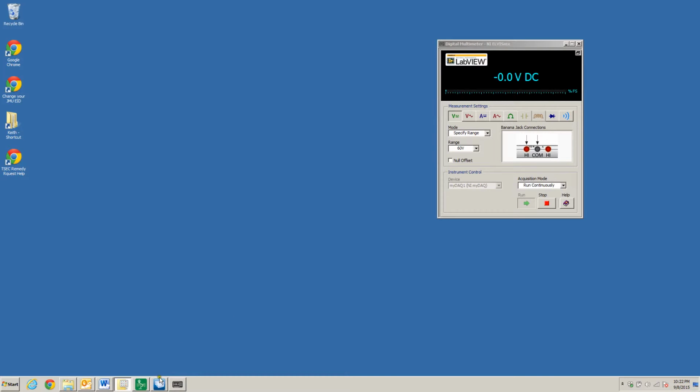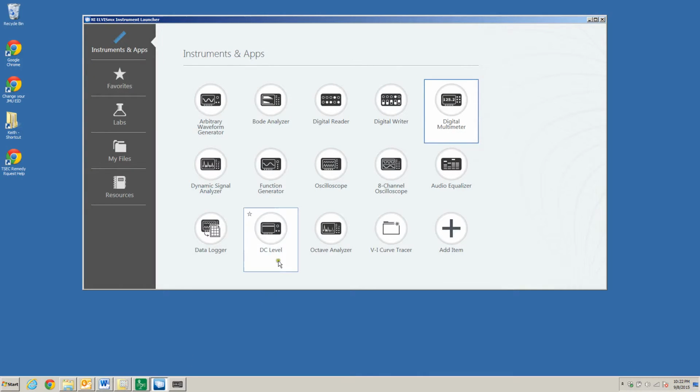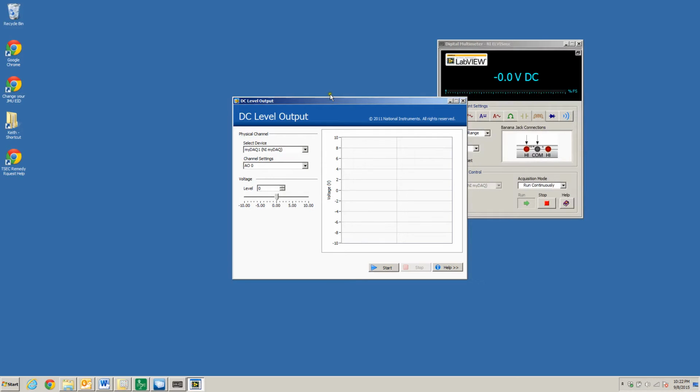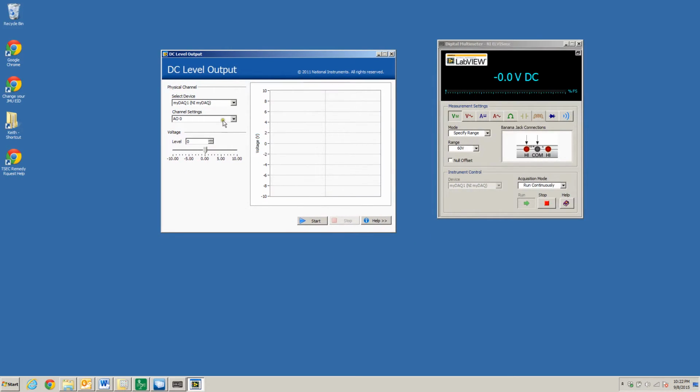The other application that is of interest with the NI MyDAQ system right now is we may want to use the DC level button, or the DC level application. What this does is it allows us to set different levels for the analog output value. So here again, it's a different application, and it can run at the same time that other applications are running, like the digital multimeter.